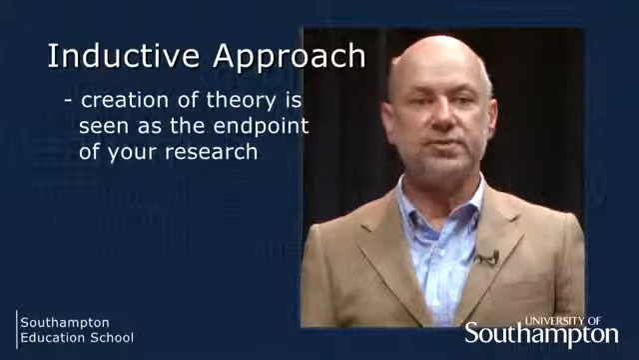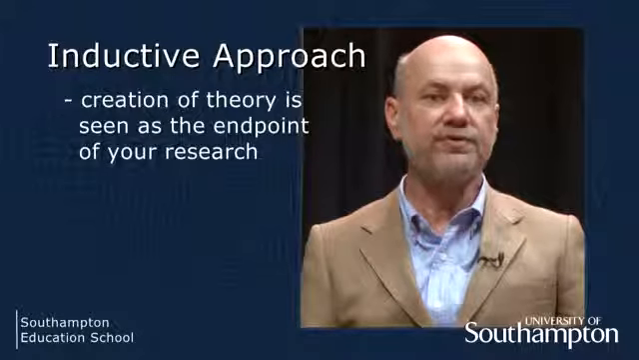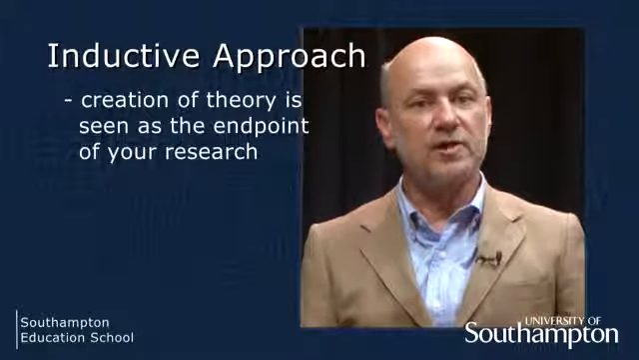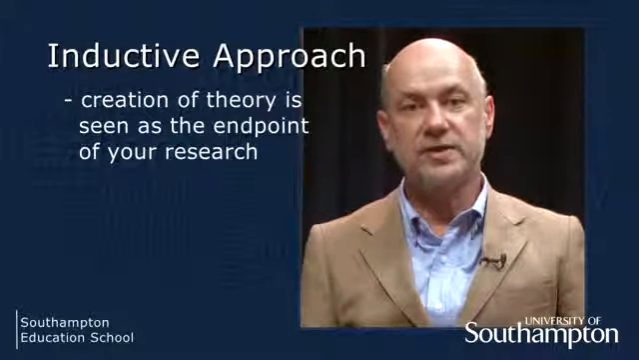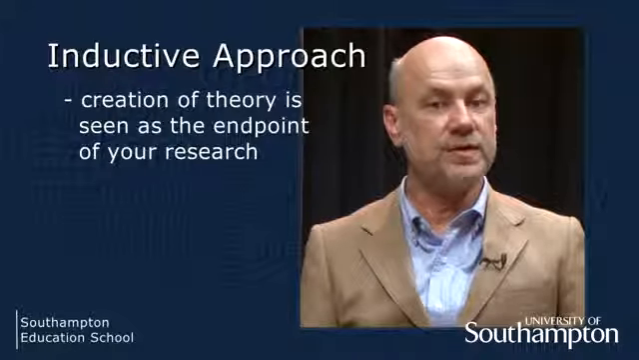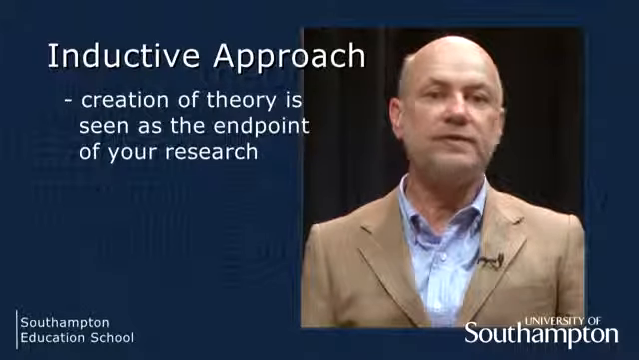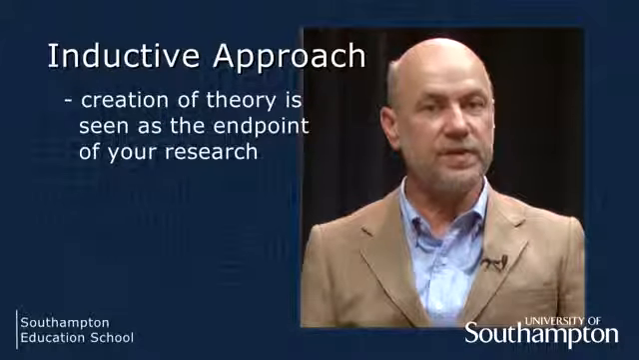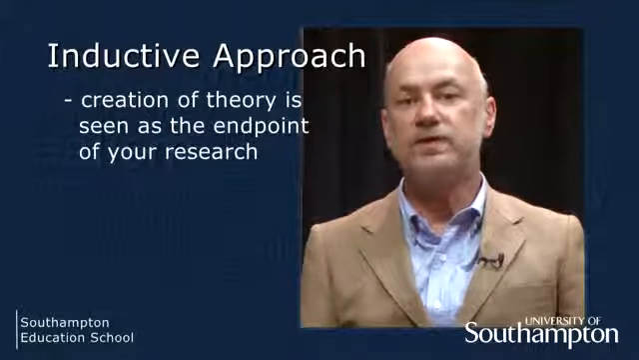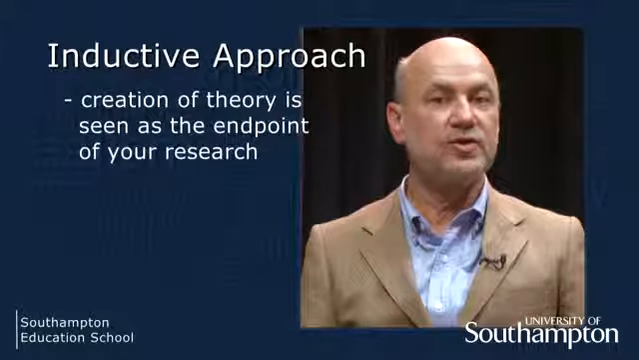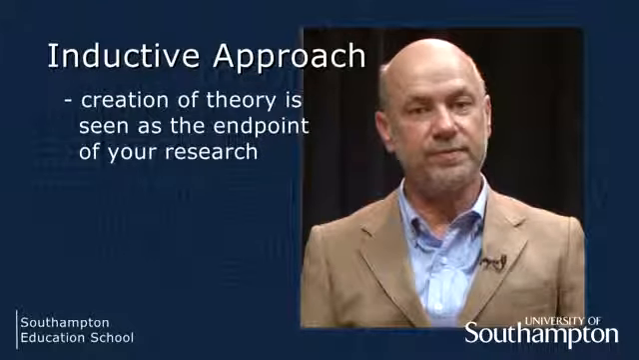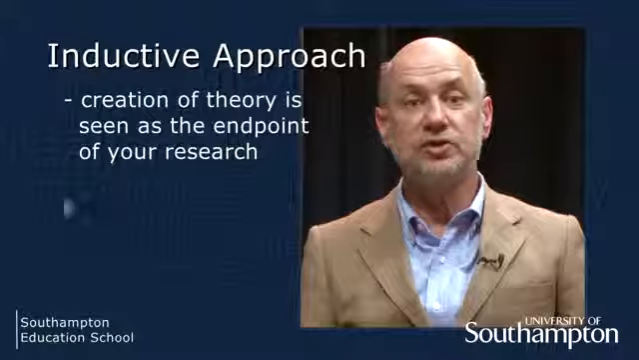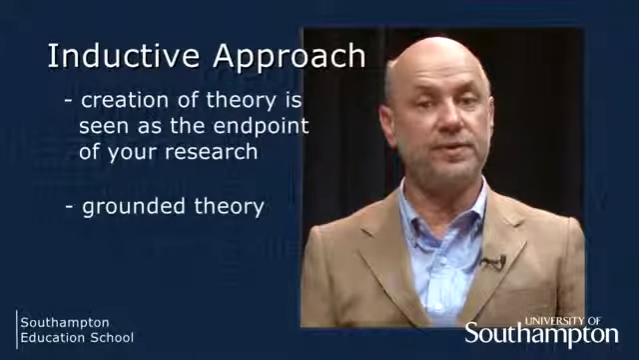If you adopted this approach, you would begin by gathering your information from your participants, which you then sort into categories and then into overarching themes. At some point, you would begin to develop a theory or a broad explanation for your observations. The final stages would be to compare your explanations with existing literature on the topic. This approach is usually associated with the term grounded theory.